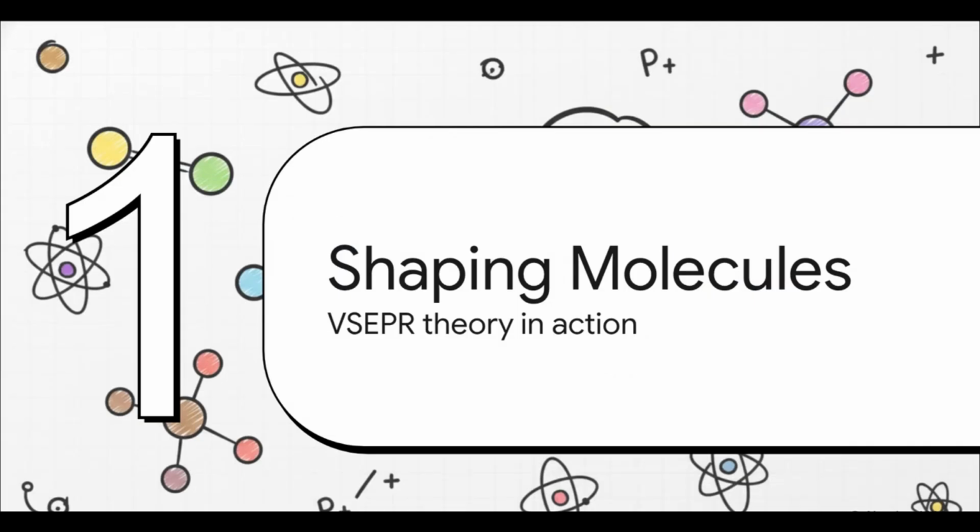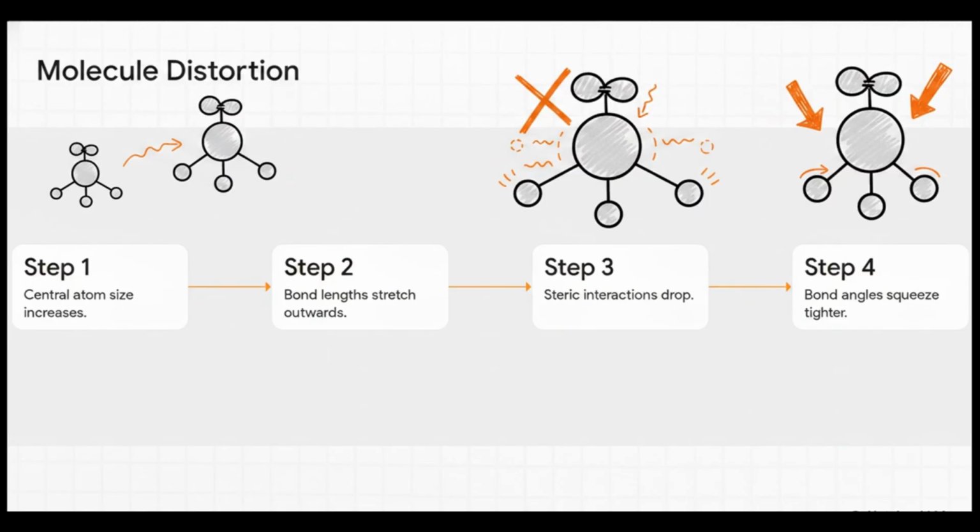Section 4. Shaping the molecules. Let's move on and see how this builds up. How do these invisible pulling forces dictate the actual physical 3D geometries of the molecules we interact with every day? Well, this is governed by valence shell electron pair repulsion theory, or VSEPR for short.